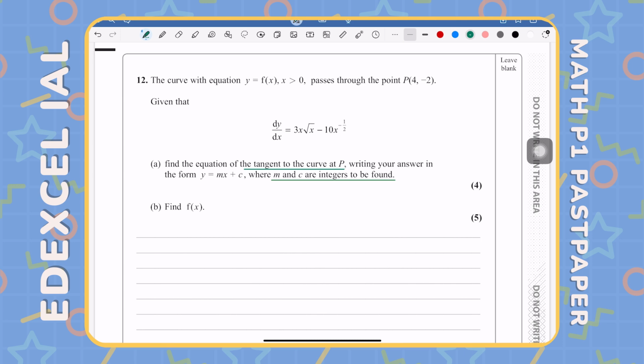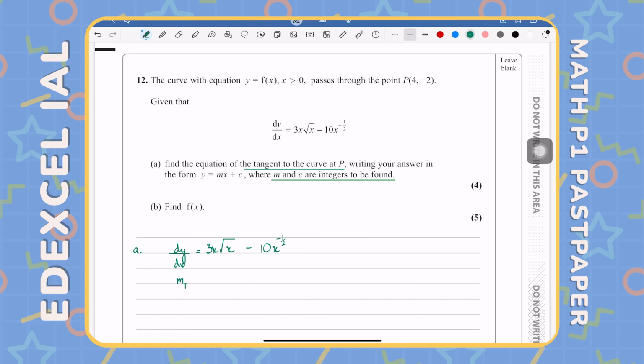Find f of x. Okay, so the first part is the equation of the tangent, and the other part is finding the equation of the curve. Remember, since the tangent is a straight line, as we saw earlier, in order to find the equation of a straight line there are two boxes that we have to check. One is the gradient box, the other is the point box. So we're given the point, now we just have to find the gradient. Because it's a tangent, we can simply plug in the x coordinate of the point of tangency, and we will have the gradient of the tangent.